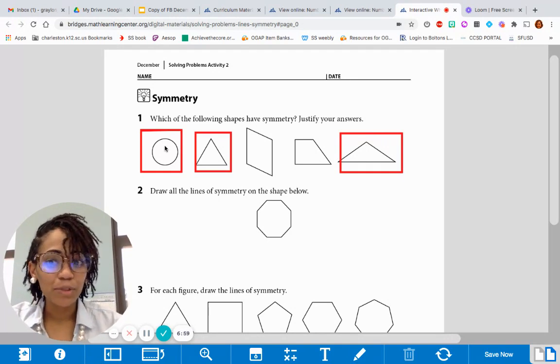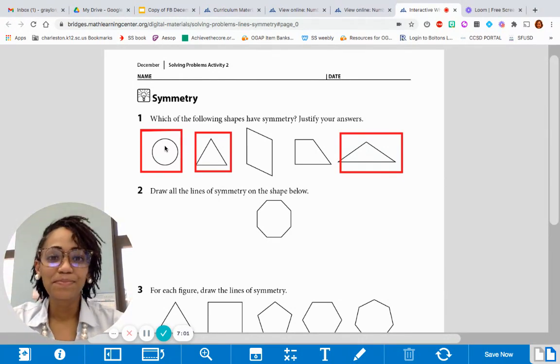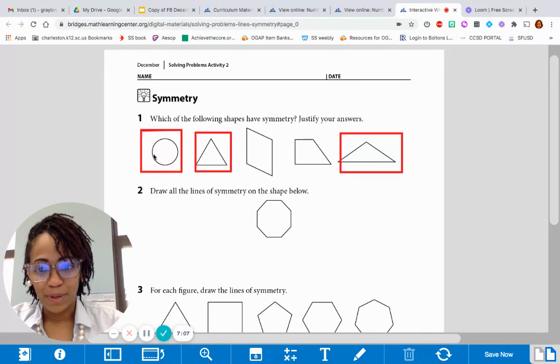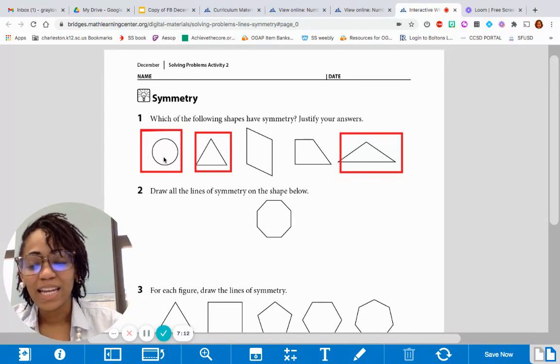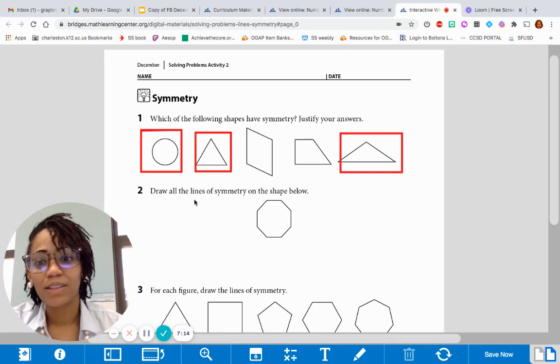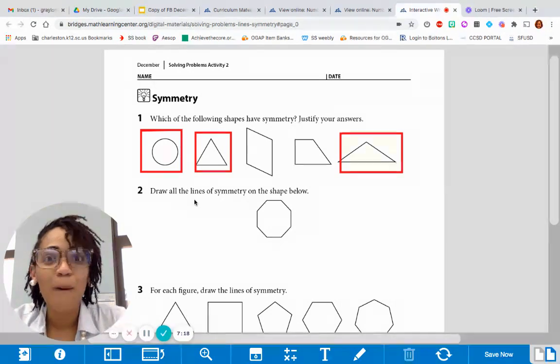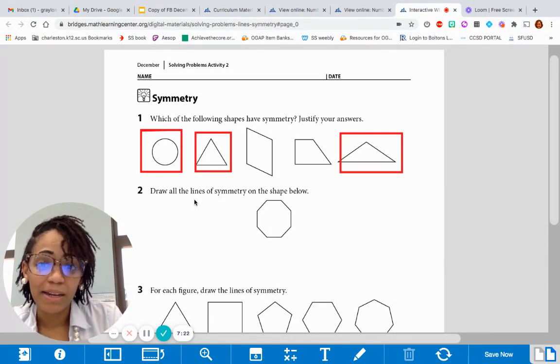Did anybody notice, or maybe I should ask this question. How many lines of symmetry would you find in that circle? Anybody want to try counting? We could fold it in half this way, this way, this way. We could fold it anywhere on the circle, and that would be a line of symmetry. The circle has so many lines of symmetry. It's pretty cool when you think about it.